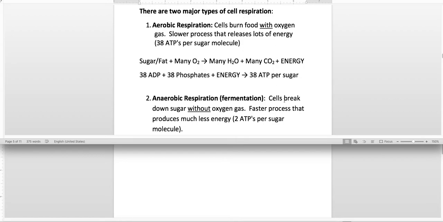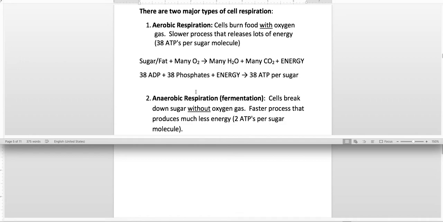So if your cells start running low on oxygen, or if they run out of oxygen, then they switch to anaerobic respiration or fermentation. Now, unfortunately, this process does not produce nearly as much energy. It's a much less efficient process. You really need the oxygen gas to do this complete breakdown of sugar and fat into water and CO2 to get maximum energy out. In other words, you break more bonds in food when you break them down with oxygen than you do when you break them down without oxygen.